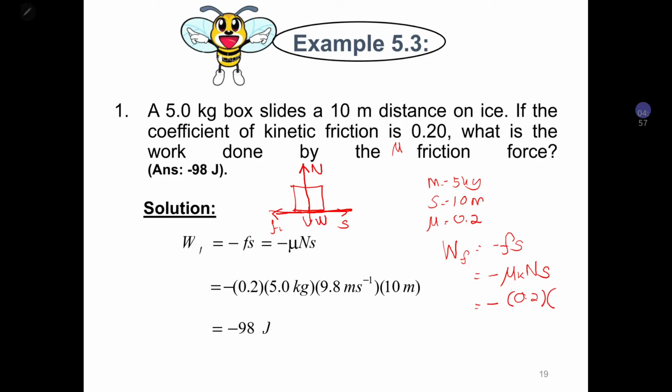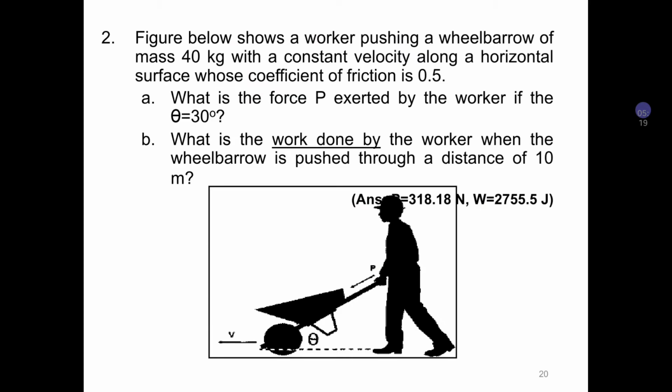Okay, N kat sini adalah sama dengan W sama dengan mg. So that's why M darab G darab dengan S. So awak akan dapat negatif 98 Joule. So this is the work done by the frictional force on the box. Alright. Okay. So example 2.